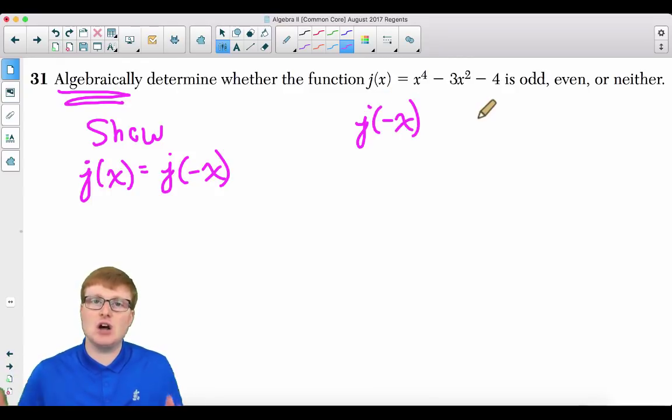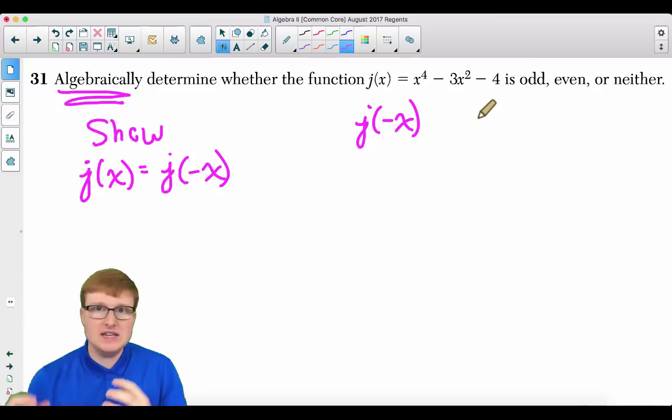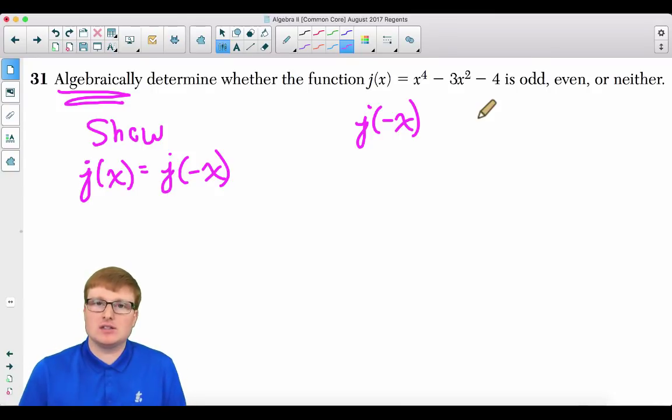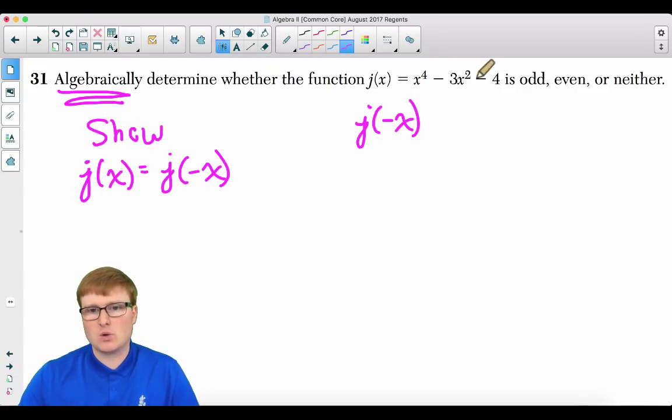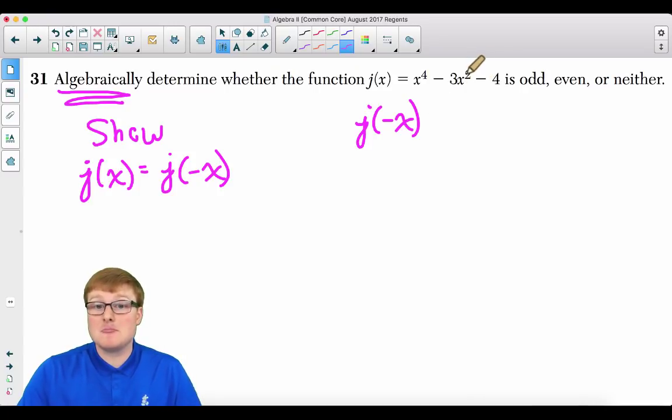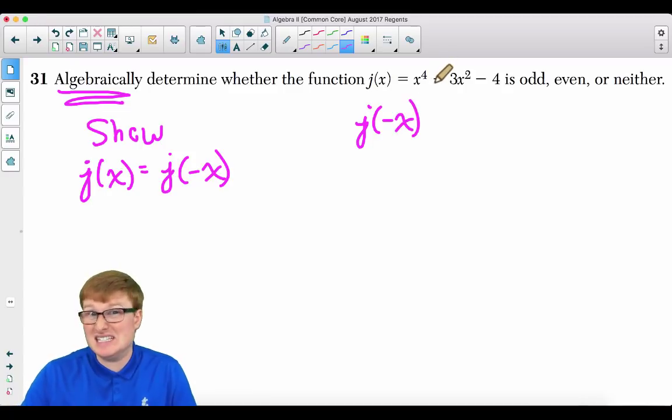If it's an even function, you should have even powers of exponents, right? And if you have even powers, I don't care how negative the answer is. If you have a negative raised to an even exponent, it's going to give you a positive answer, right? So notice how x to the fourth, x squared, those are all even exponents. Let's go ahead and plug in negative x into these and let's see what we get.